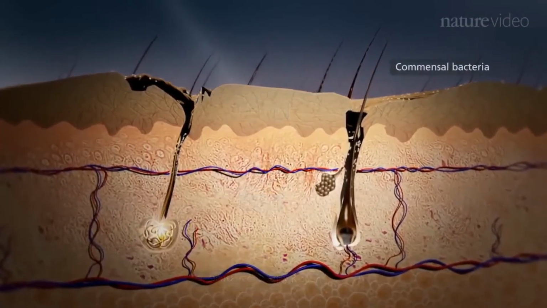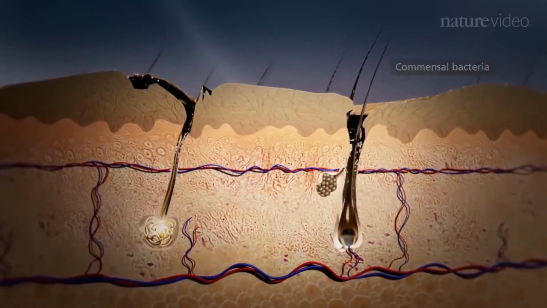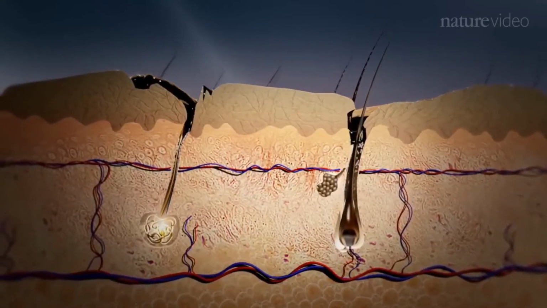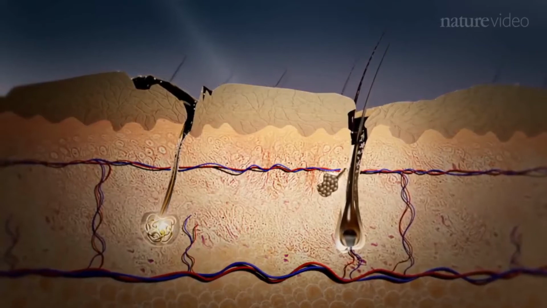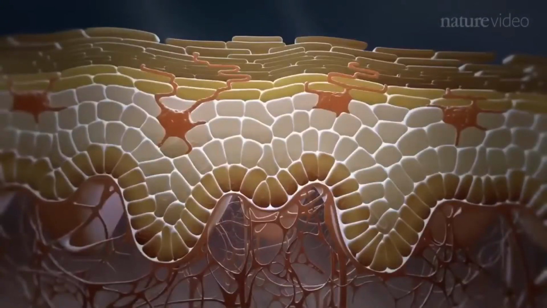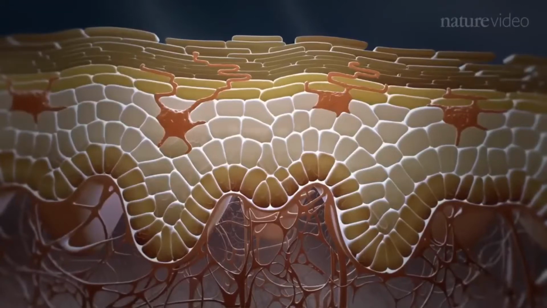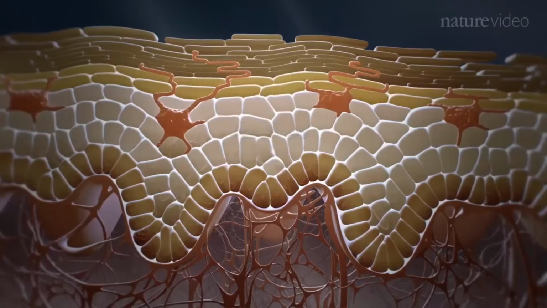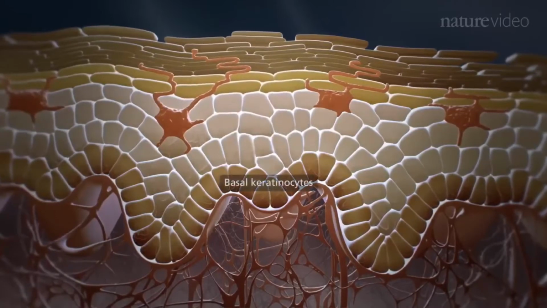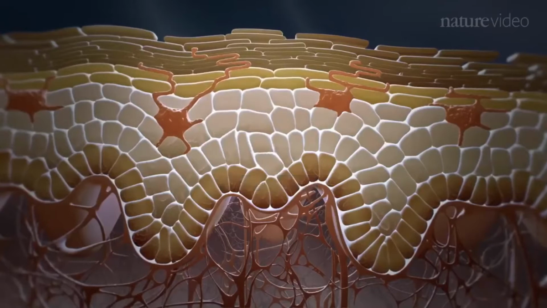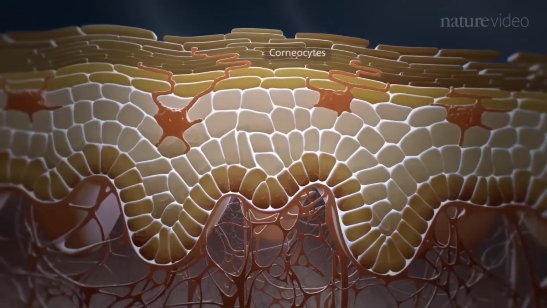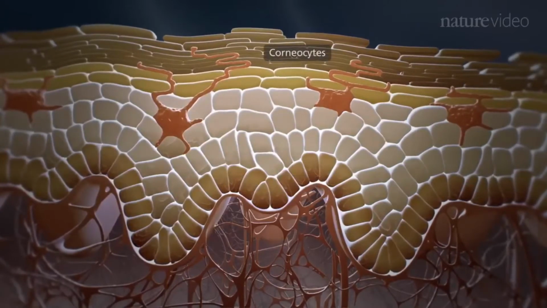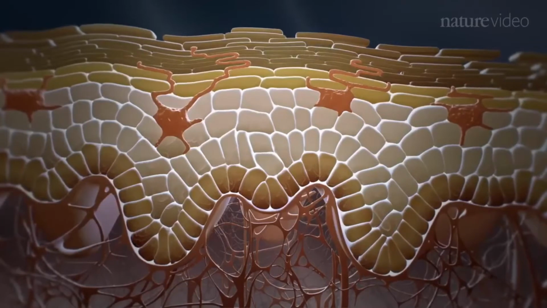Commensal bacteria, fungi, and viruses living on the skin have beneficial effects in the protection against pathogens and in wound healing. The epidermis is composed of highly specialized epithelial cells known as keratinocytes. They are continuously replenished from just one layer of basal keratinocytes, which divide frequently. Dead cells called corneocytes form the outermost layer and are largely responsible for the barrier function of the skin.